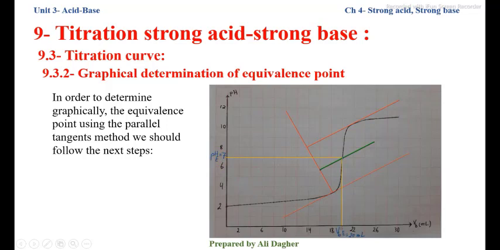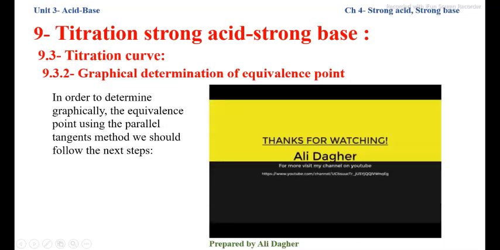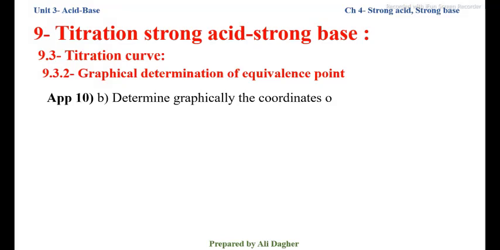This is the method of parallel tangent that permits us to determine the coordinates of equivalence point on the graph. Application 10 part B. Application 10 part A, we have plotted the curve pH equal function of VB.